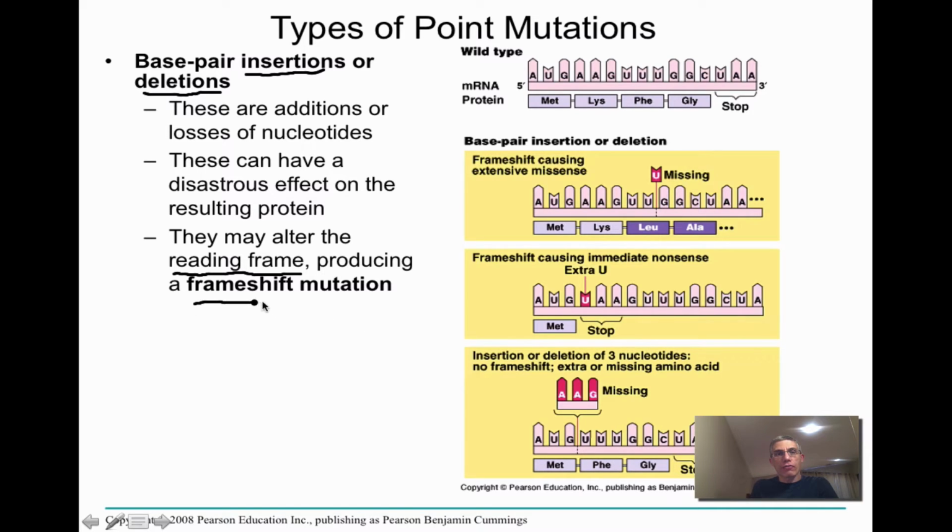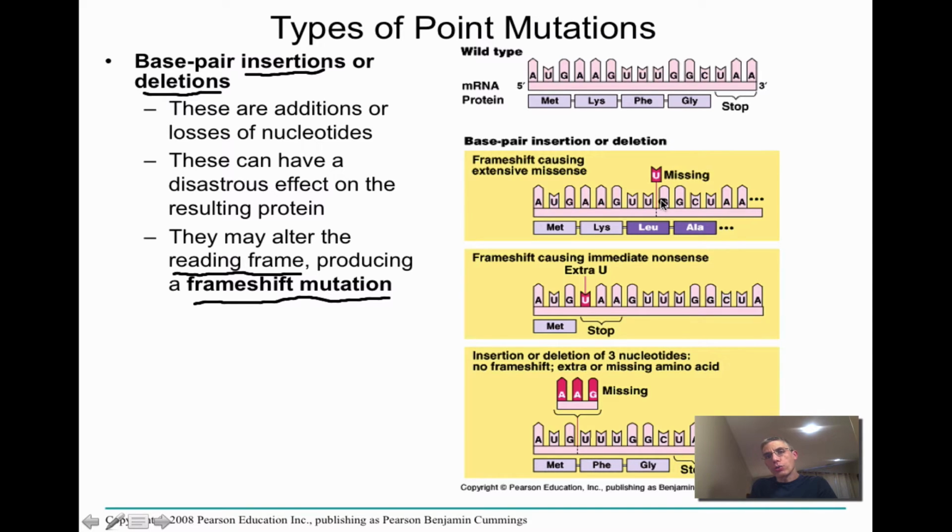We call this a frame shift mutation because what it does is it essentially shifts the reading frame of your messenger RNA either to the left or to the right. Now, if you look over here on the right, we're still using that wild type messenger RNA strand. Wild type would indicate that it's normal. We still have methionine, lysine, phenylalanine, and glycine, just like we had on the previous screen. So this is the normal representation of these amino acids.